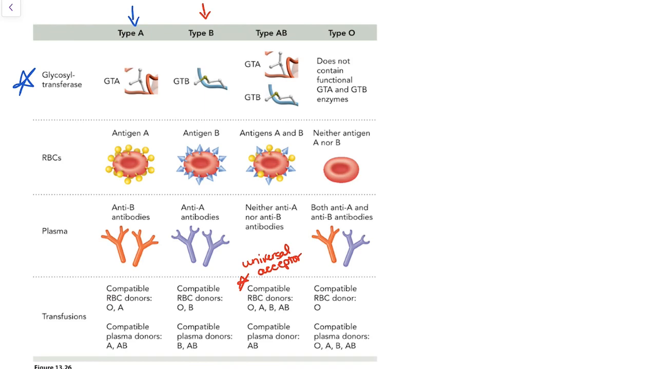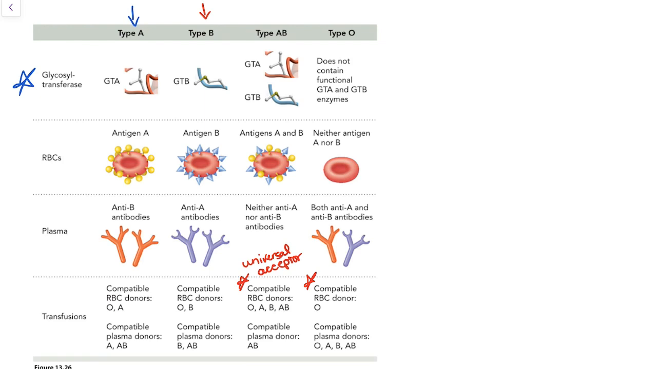Keep in mind, the plasma is different. Type O blood does not contain either A or B transferase enzymes, so they contain neither A nor B antigens decorating the red blood cell. But because of that, within the plasma, they have antibodies for both A and B. So the red blood cell donor can only be O, but they are able to have plasma donors from O, A, B, or AB.